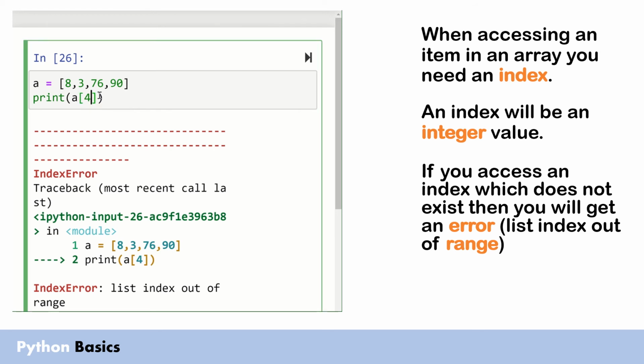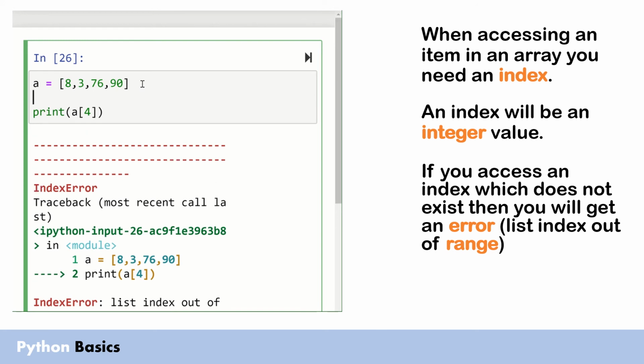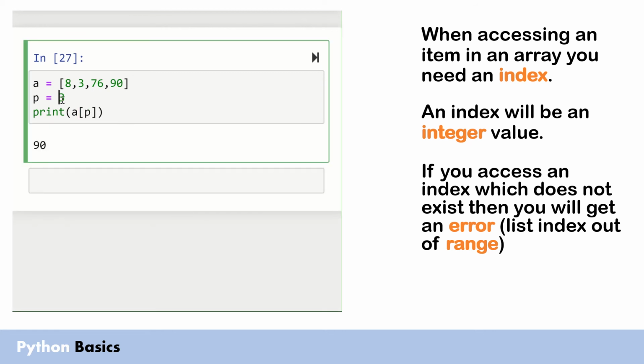I can, for example, use a variable for this. So I could have a variable p, put a number inside it, and replace that with p. If I run that, see I get 90. Well, p has the value of 3, 0, 1, 2, 3. There's my 90. I can also do a little calculation as well. I could do p minus 1. So what's going to happen is it's going to do this calculation first, and then it's going to use that as an index. So p is 3, 3 minus 1 is 2, and it's going to use 2 as the index, and then it's going to print out the value at index 2.